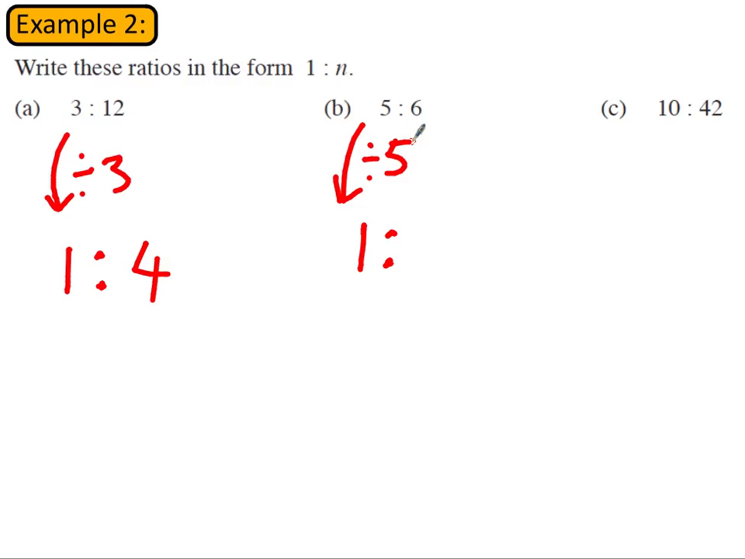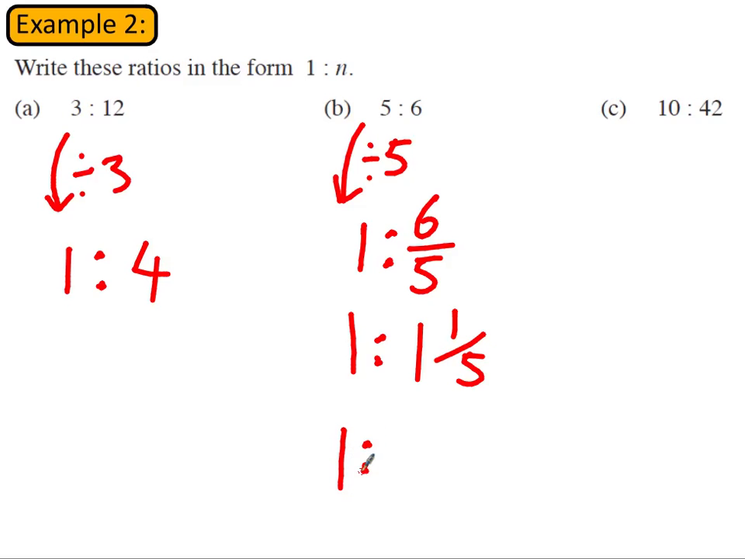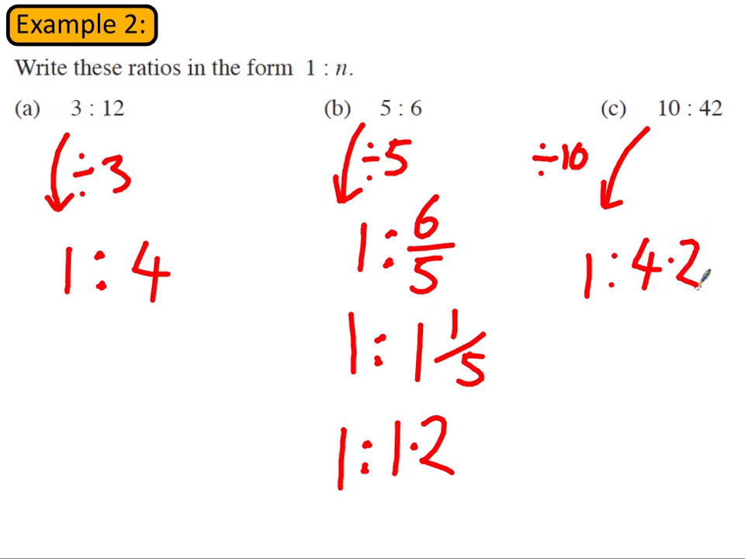So if I do 6 divided by 5, of course I'm just going to get 6 fifths, or I might prefer to write that as 1 and a 5th. If you wanted to just do 6 divided by 5 on your calculator, that's absolutely fine as well. We could write that as 1 to 1.2. Finally, we've got 10 to 42. Well, if I want to have a 1, then I'm going to need to divide that 10 by 10, of course. So I'm going to have 1 on the left, and 42 divided by 10 is, of course, just 4.2. So I can leave my answer just like that.